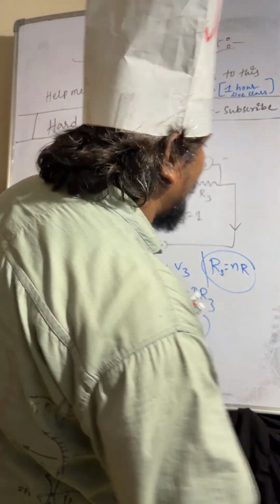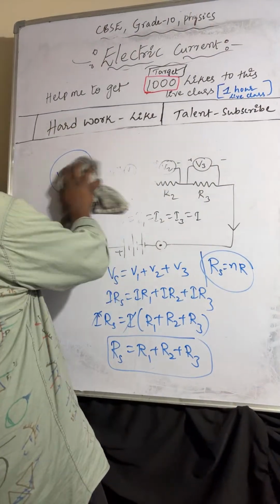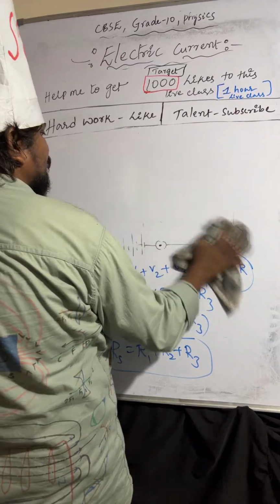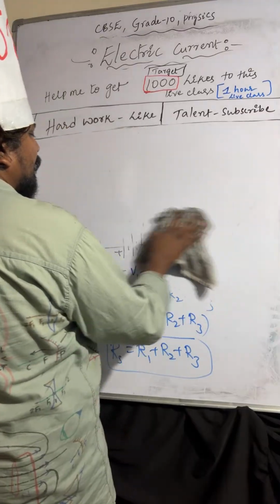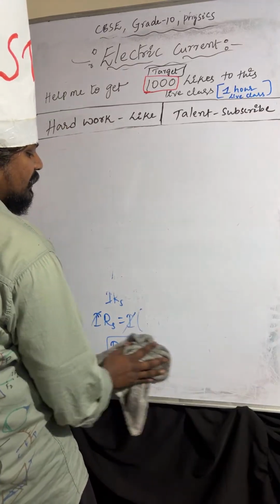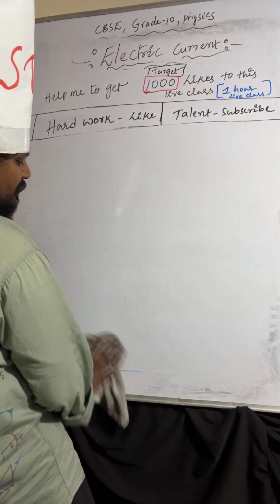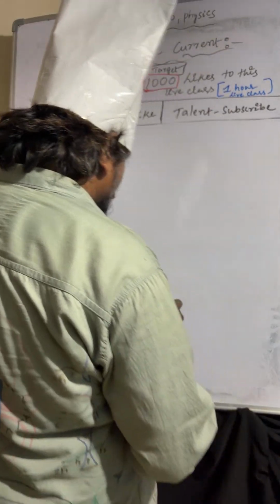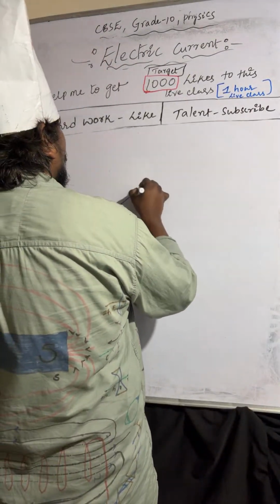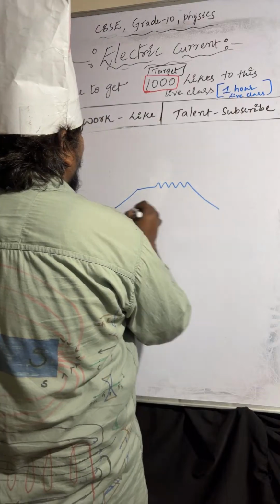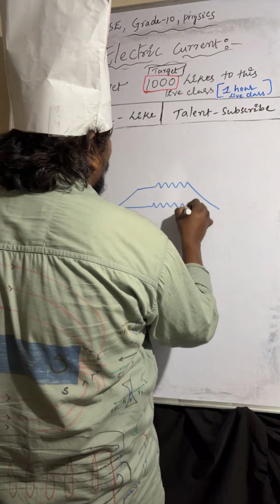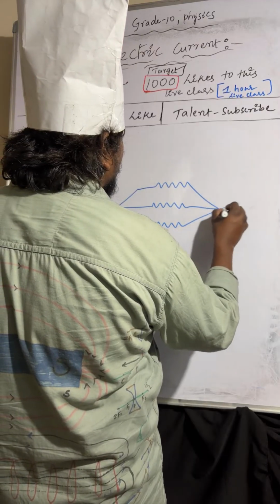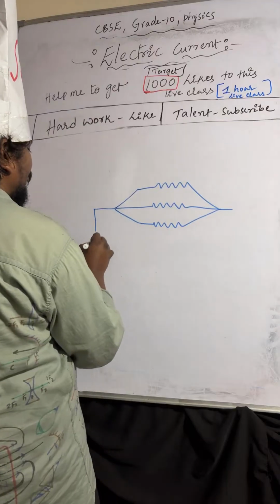Resistors are connected in parallel combination. Then what happens? We'll see now. Resistors connected in parallel combination: R1, next one R2, next one R3. So that is connected in parallel combination.